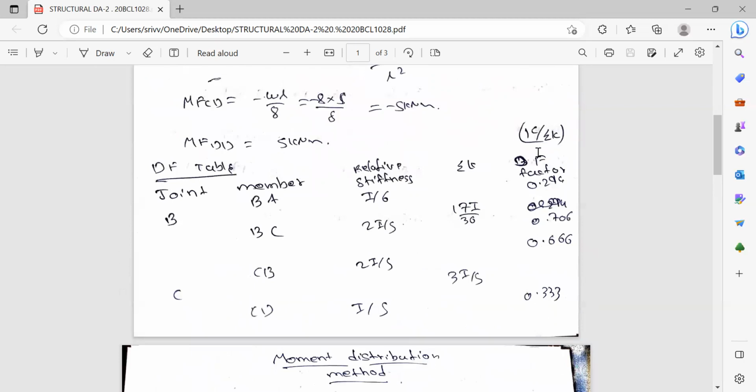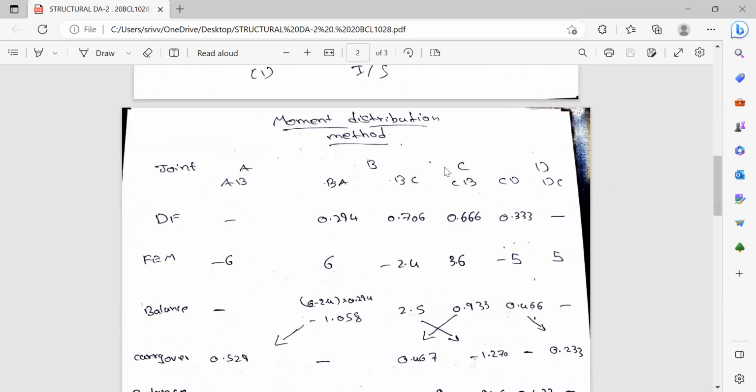Then we need to find the distribution factor. So we need to divide K by sigma K, which basically means BA divided by sigma K and BC divided by sigma K. For example, I by 6 divided by 17I by 30, we get the respective value.